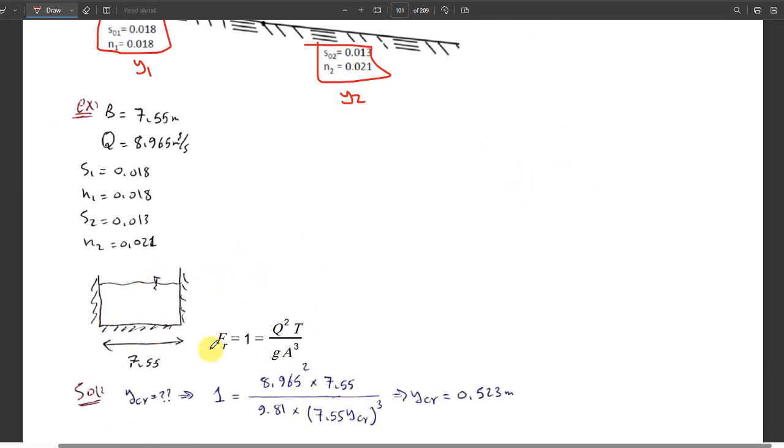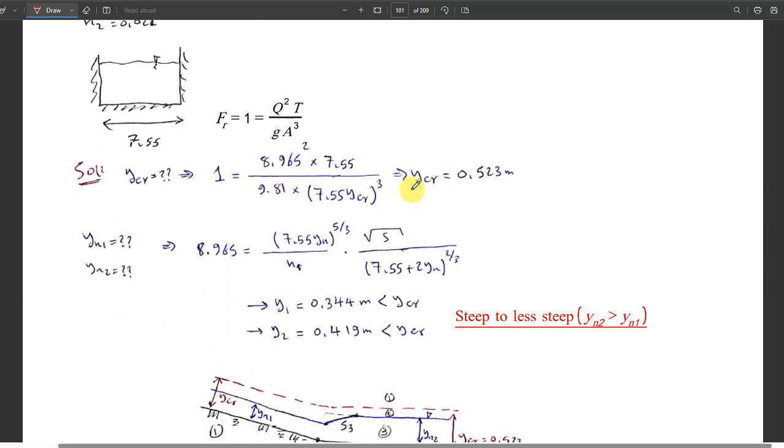So here what I did is, first I got y critical, so we got y critical. Then for yn1 and yn2 we solved using the Manning equation. You should only change S and n, and in other questions maybe you should change something else, but this one is like that. After that you compare with y critical. Both of them were less than y critical, but the depth is increasing.